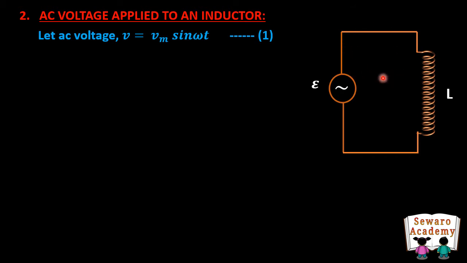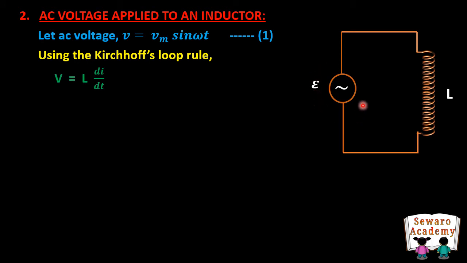In this circuit, whatever voltage is supplied by the AC source, the same voltage will be across the inductor. So we need to apply Kirchhoff's loop rule. Using Kirchhoff's loop rule, the voltage supplied by the AC will be equal to the voltage across the inductor. The voltage across the inductor is given by L into di by dt, and this V is the voltage supplied by the AC source. This equation can also be written as di by dt equals V by L.